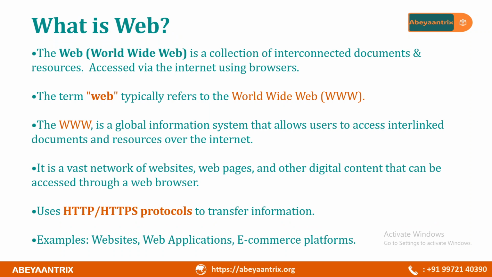So this is the definition of web. Web is a collection of interconnected documents and resources accessed via the internet using browsers. The term web typically refers to the World Wide Web. The World Wide Web is a global information system which allows users to access interlinked documents and resources over the internet. So using this World Wide Web, you can access resources, documents or any data through the internet, right? So for this reason we are using the web.